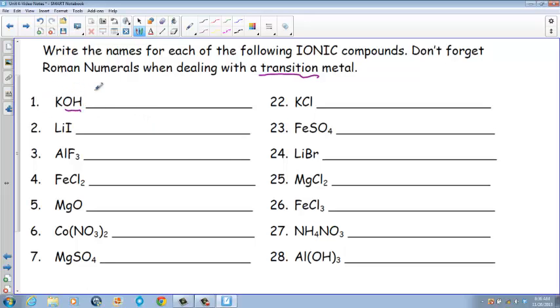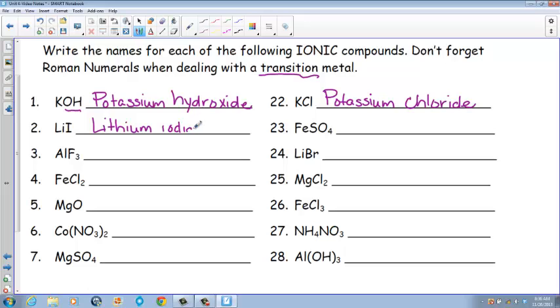The first element is the metal, and that gets named exactly what it is. So we have potassium, and then we can look this up on table E, and this is hydroxide. So this is just naming. We don't have to write formulas for this practice. The next one over here, potassium, is the first metal. And then remember we have to change the ending to -ide for ionic compounds. So we have chlorine, but it's going to be chloride. The next one, lithium, first metal. And then we have iodide.